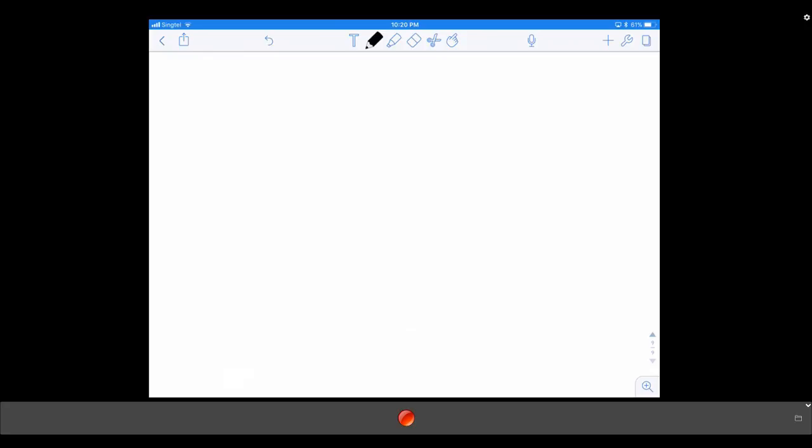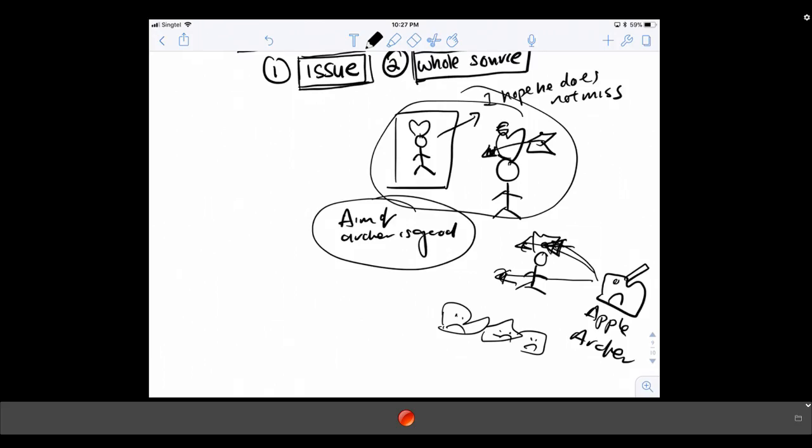So what's my point in this whole story? The point is that you have to look at the whole story and not just part of it. Can you see things on the screen? Yes, you can. So the point is that you cannot just look at one part of the source and make your inference. You have to look at the whole source, which will drastically change your inference.